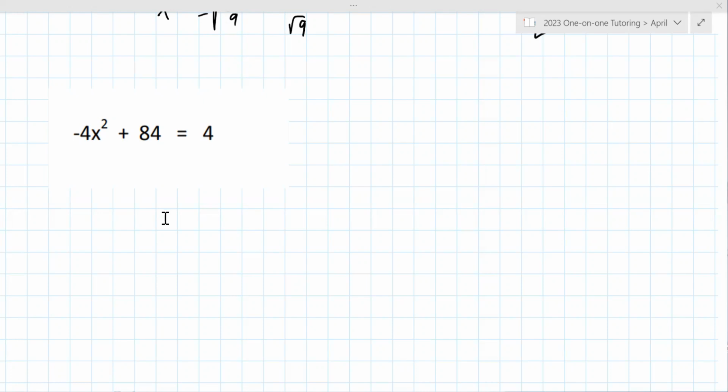Plus minus 2 times square root of 5. Good. Yeah. Okay, I like that. All right, so the next type of problem you will see is something like this.